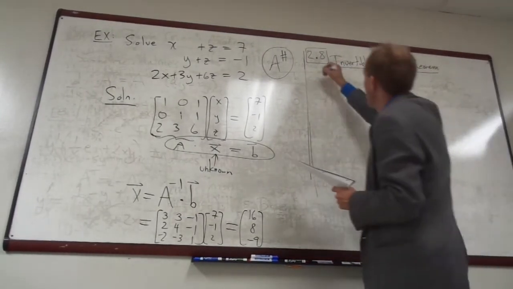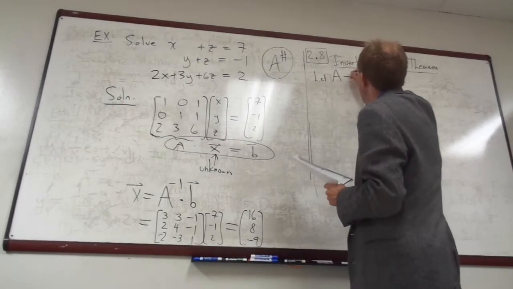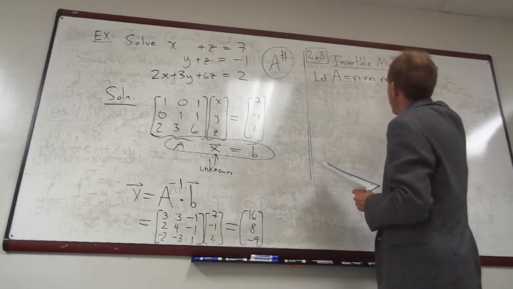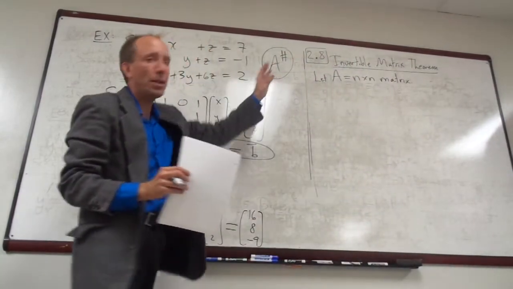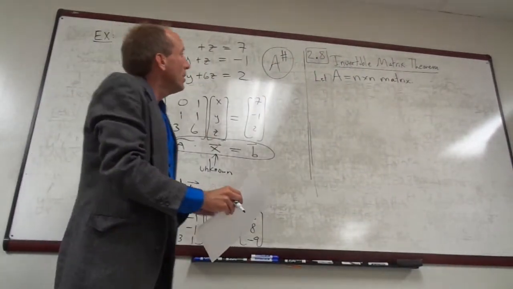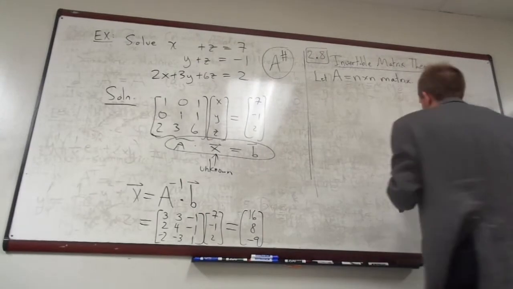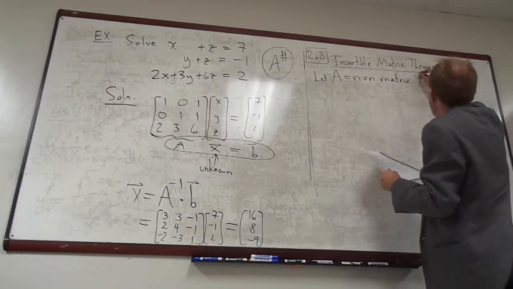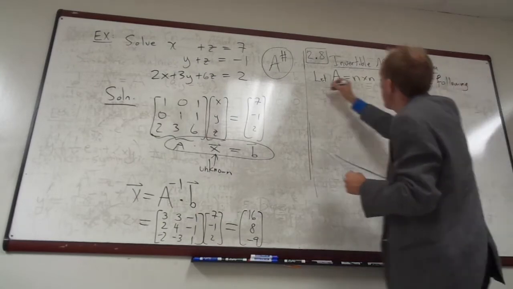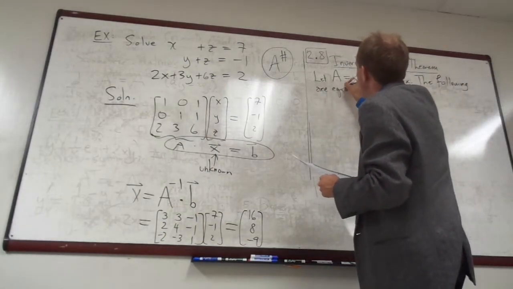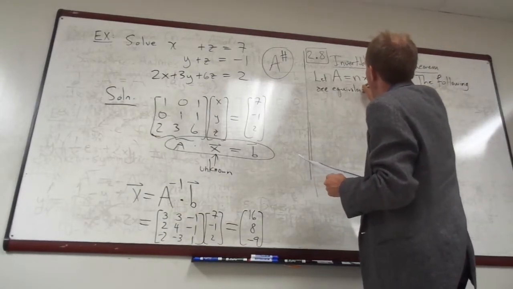So here's what we're going to do. We're going to take a matrix A, which is an n by n matrix. It may or may not be invertible. Just any square matrix A. Then the following are equivalent.